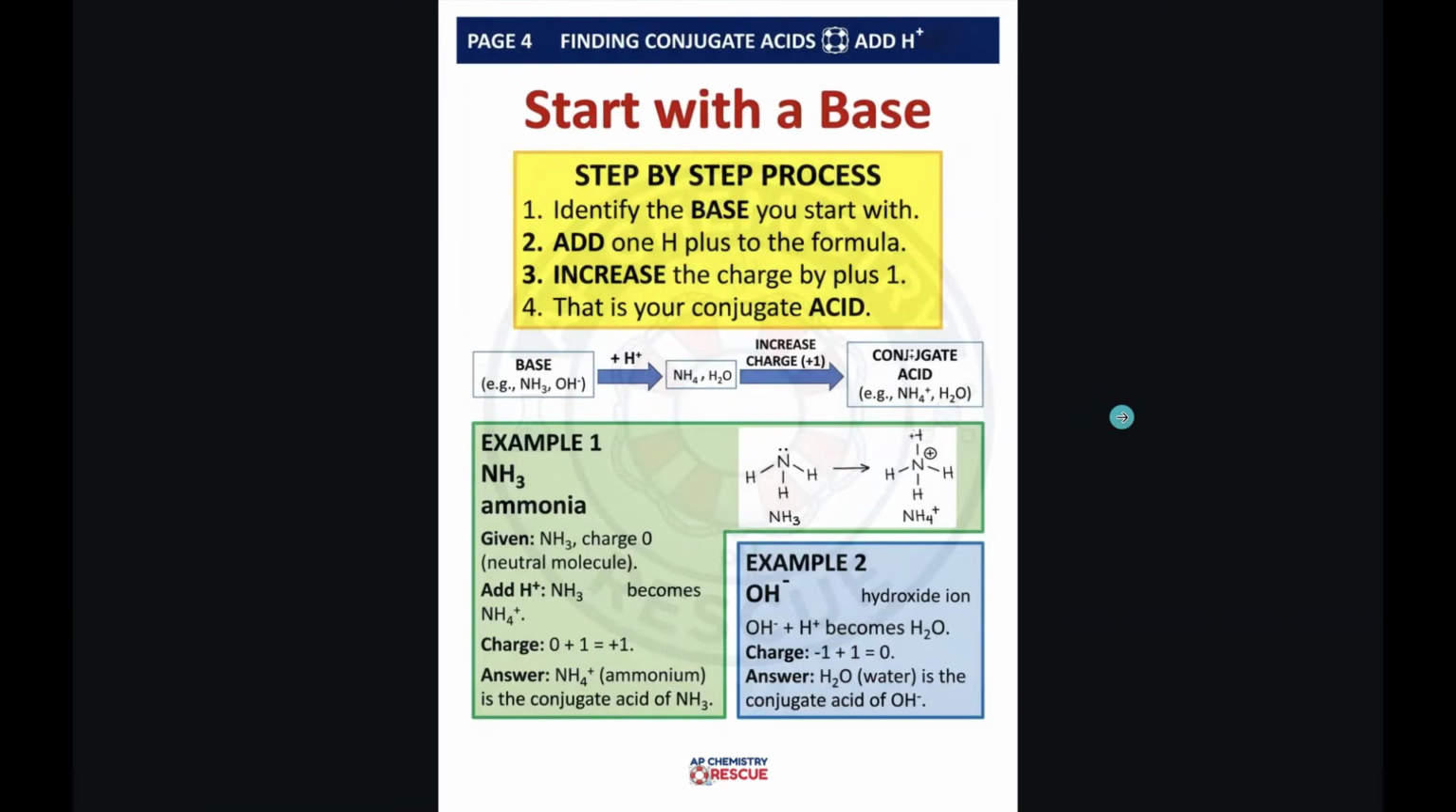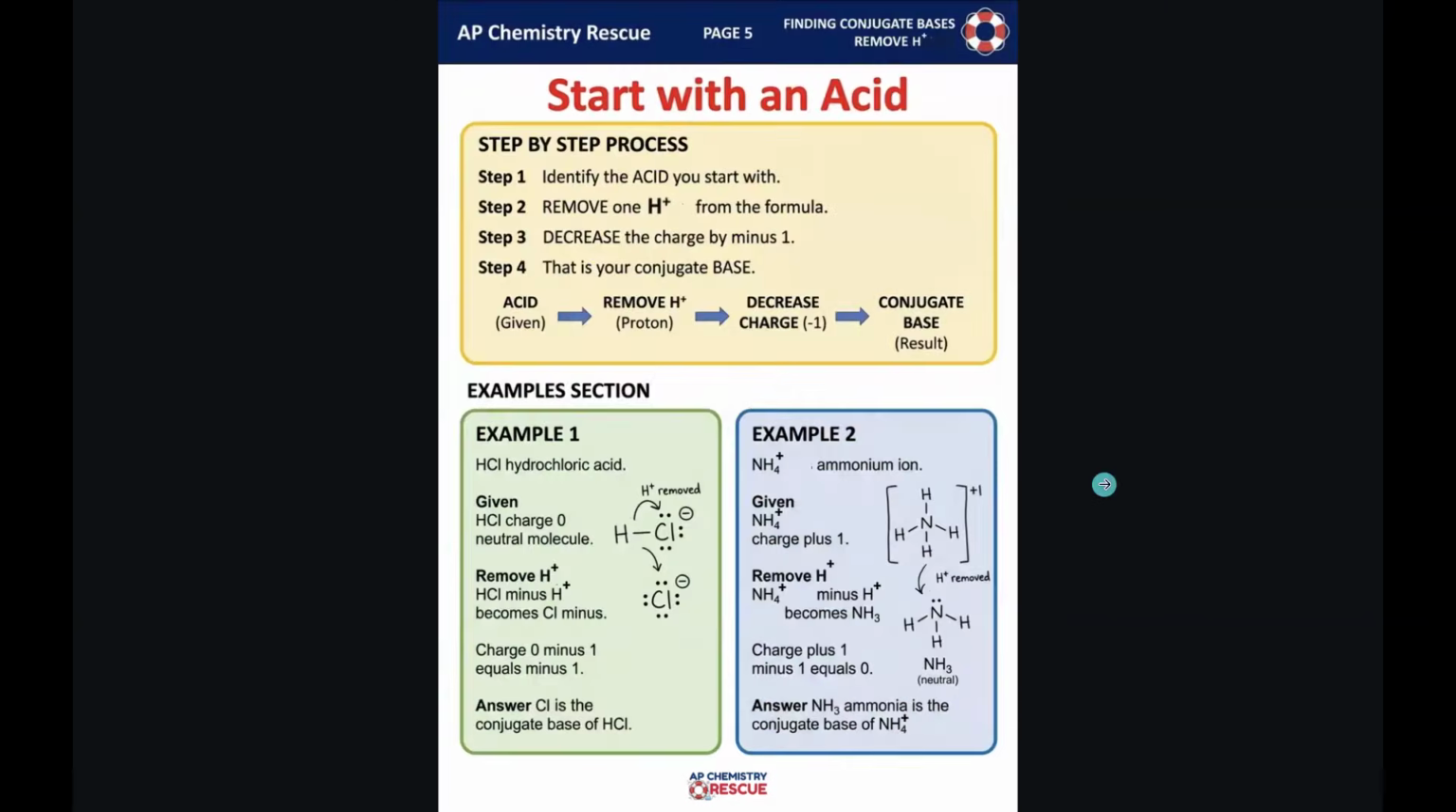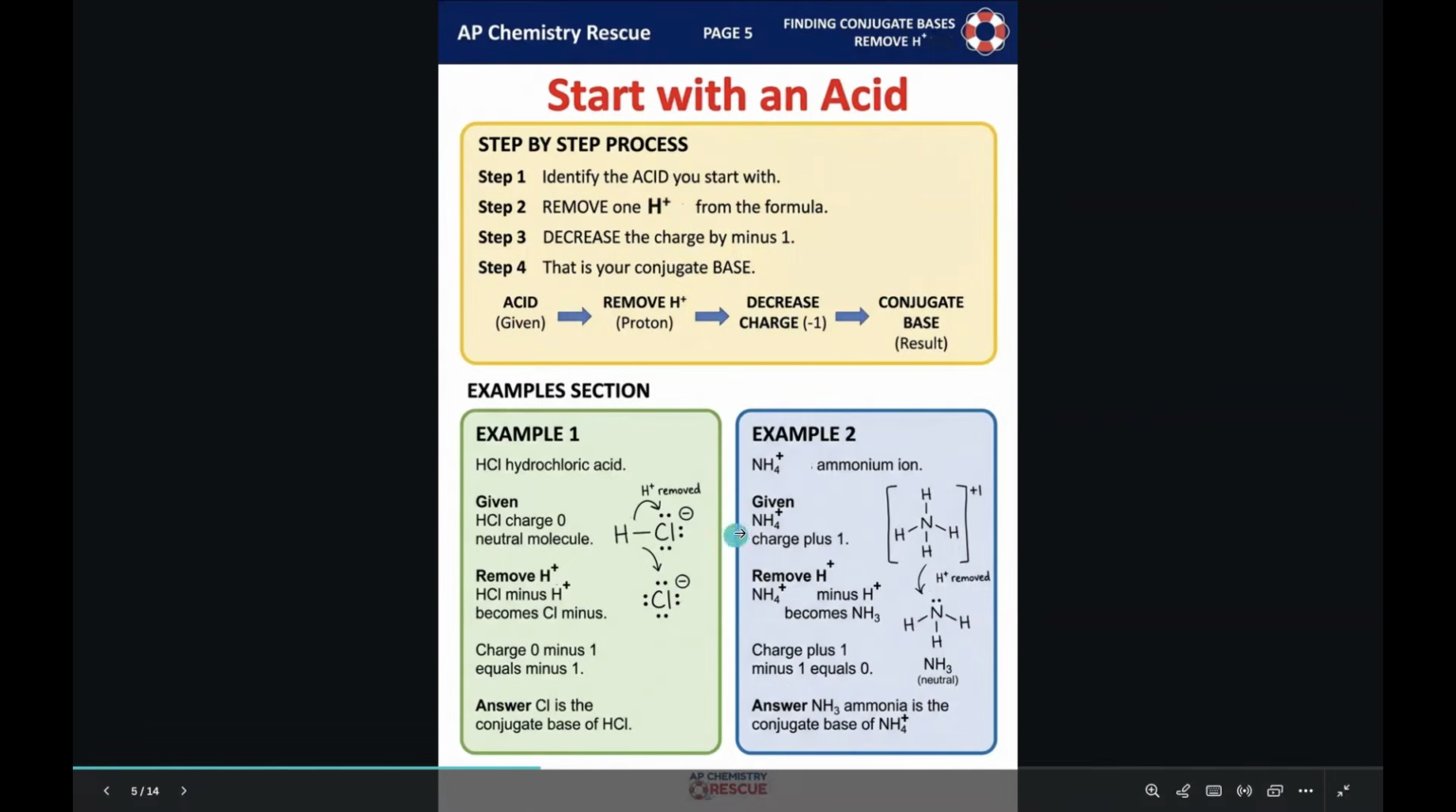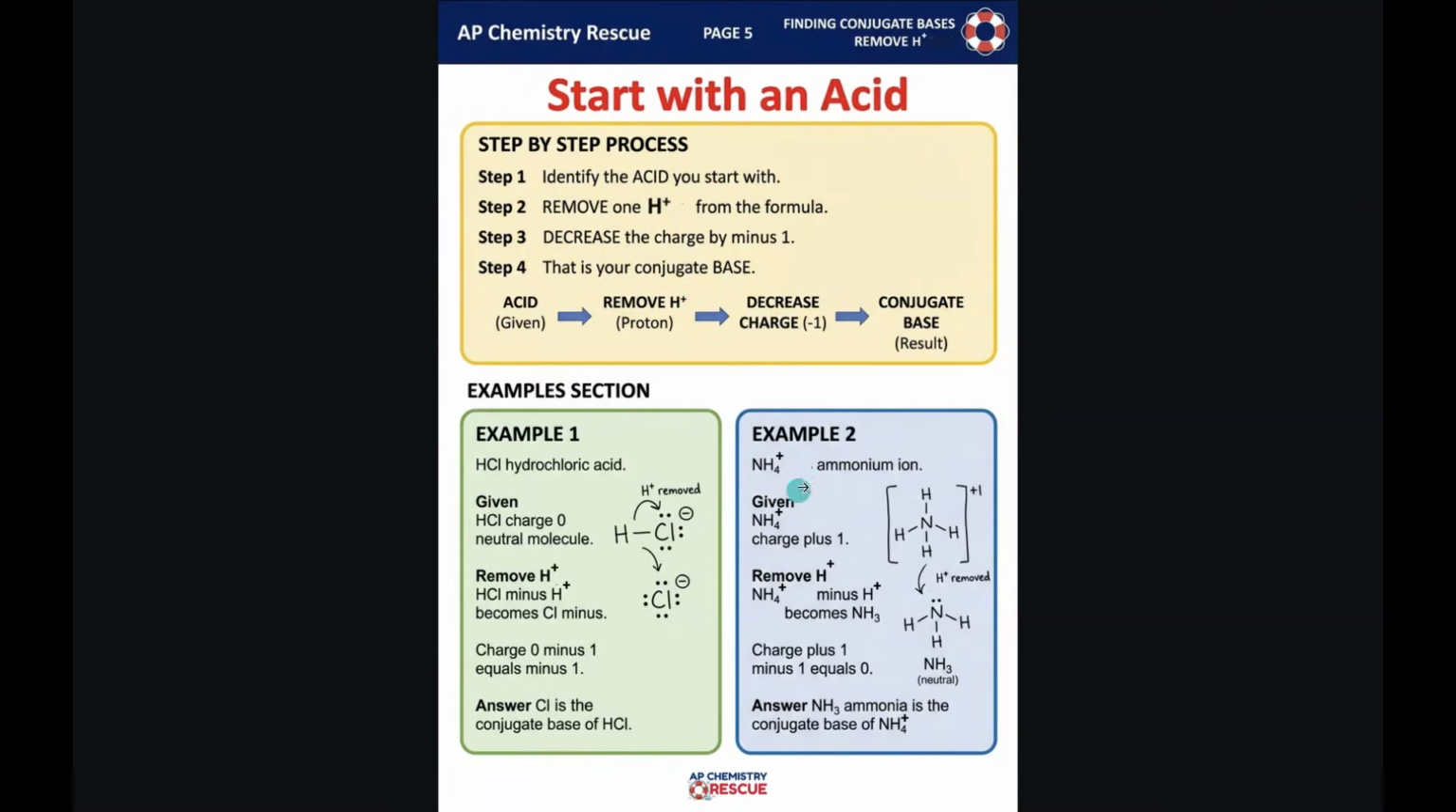Example 2, the hydroxide ion, OH minus plus H plus becomes H2O. The charge is -1, you add +1, it becomes 0. So water is the conjugate acid of OH minus. You start with an acid, identify the acid you start with, remove one H plus from the formula, and decrease the charge by 1. That's your conjugate base. So if you have HCl, you lose a proton and it becomes negative. So Cl minus is the conjugate base of HCl. Ammonium ion is already plus. If you remove one charge, it becomes neutral, and you remove one H, it becomes NH3.